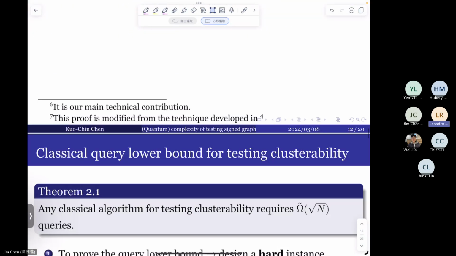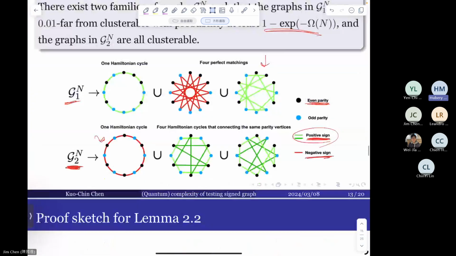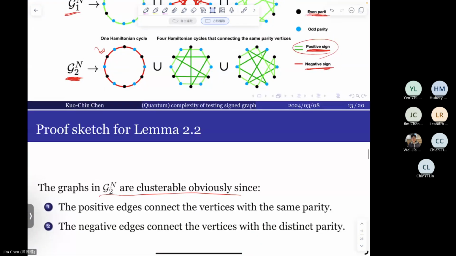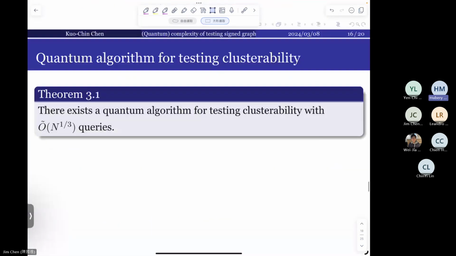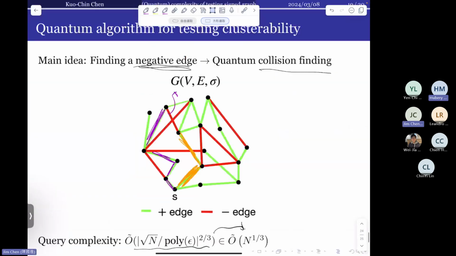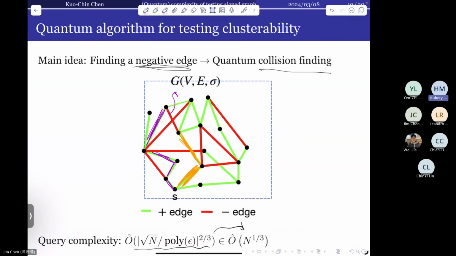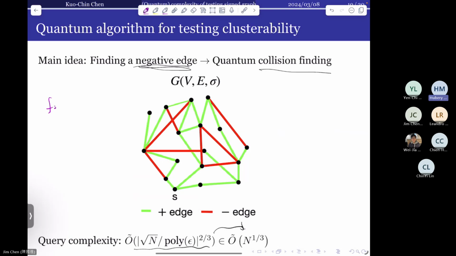Do we have more questions? I want to ask how you actually apply the quantum collision algorithm to the clusterability, because you need a relation for the collision algorithm. So the relation you mean here is the negative sign, right? Between two vertices, whether they have a negative sign or not.